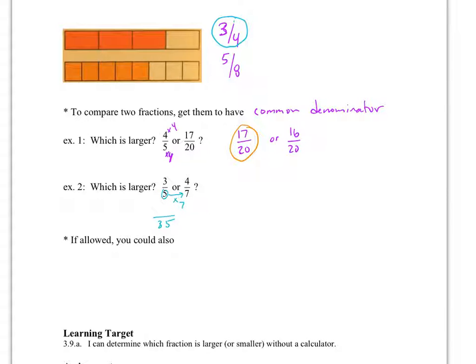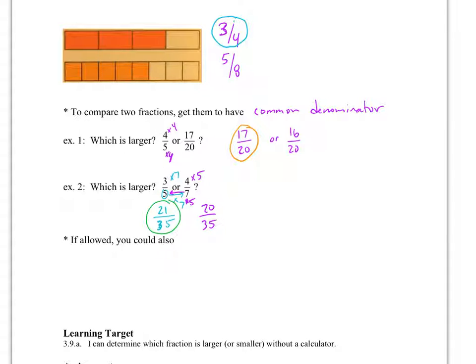We'd have to do times 7 on the top. So 3 times 7 is 21. On the other one, sorry, not times 7. We would do times 5, because we want to get 35. So on the top, we do times 5. So 4 times 5 is 20. Which one's bigger, 21 over 35 or 20 over 35? 21.